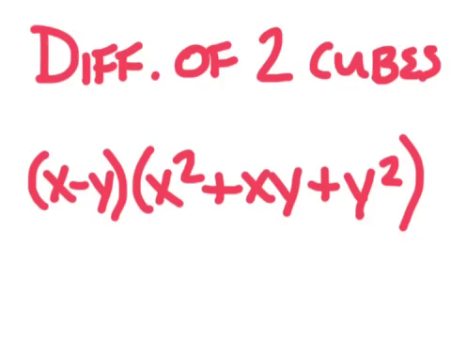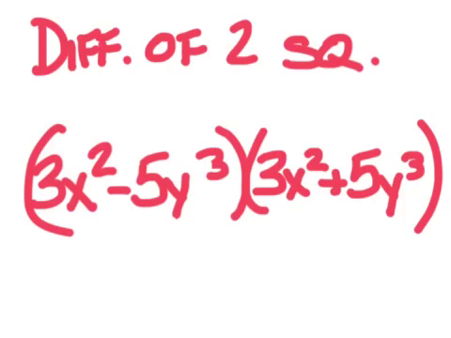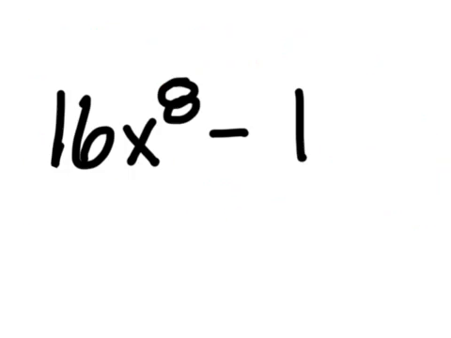What about this one? It is factorable. Difference of two squares, because the square root of the first one is 3x squared, and 5y to the third is the square root of 25y to the sixth. What about this one? It is factorable. Difference of two squares.